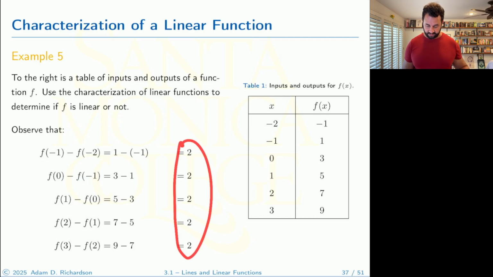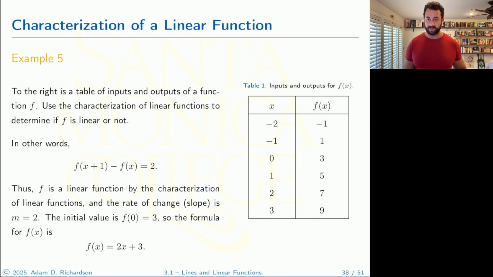So because this number is the same every single time, that means that f has to be a linear function by the characterization of a linear function, all right? So we've basically shown that the difference in outputs between unit consecutive inputs is constant, and it is the number 2. The good news is that number 2 is literally the slope. That's the slope of the line. So guess what? We have the slope of the line. We also have the initial value right here, right?